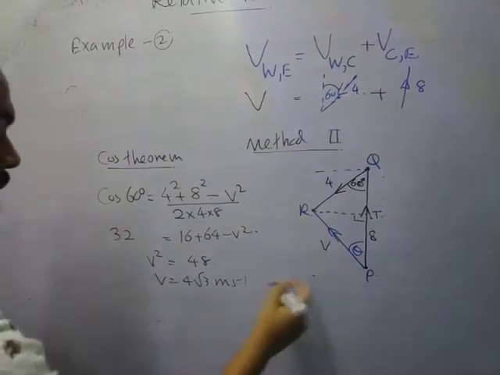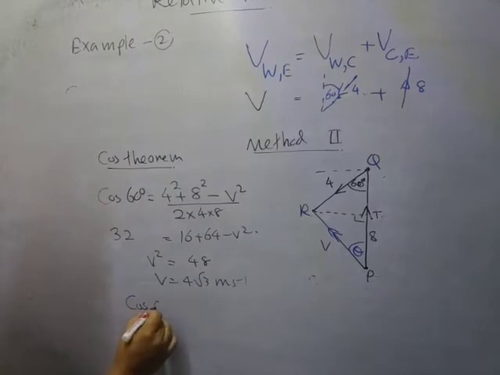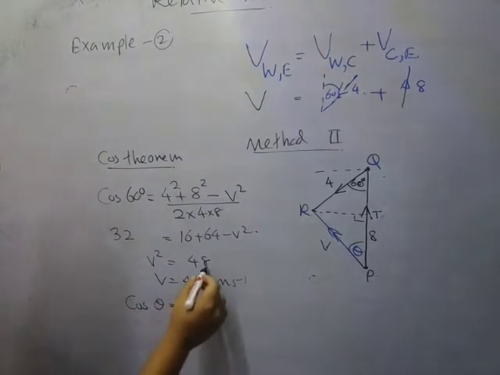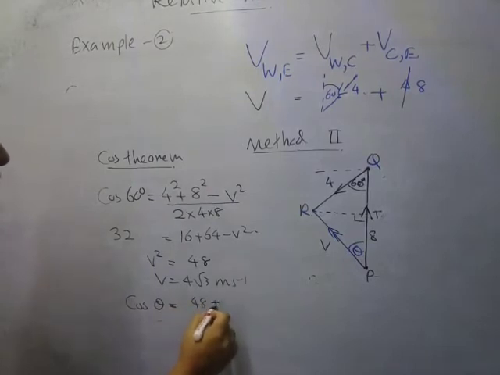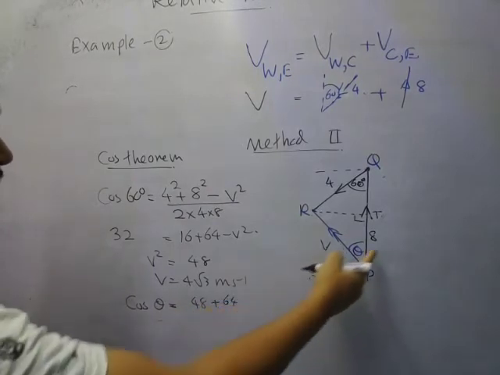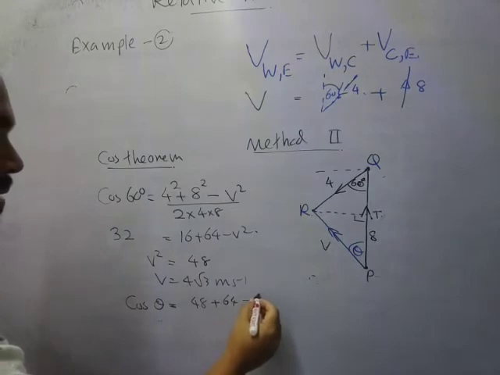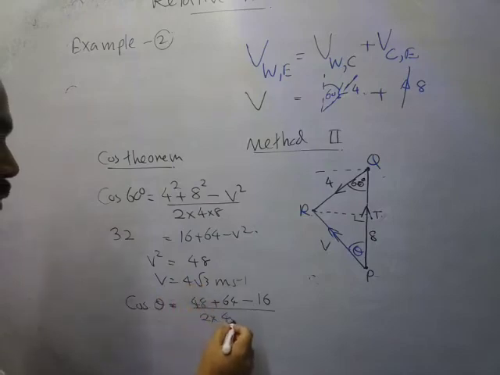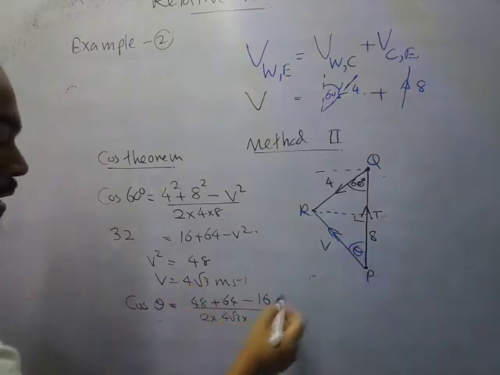So if you want to find theta, first you find cos theta, that is equal to v squared. V squared means 48 plus 64. 8 squared means 64 minus 16, divided by 2 into v, which was 4 root 3, into 8.